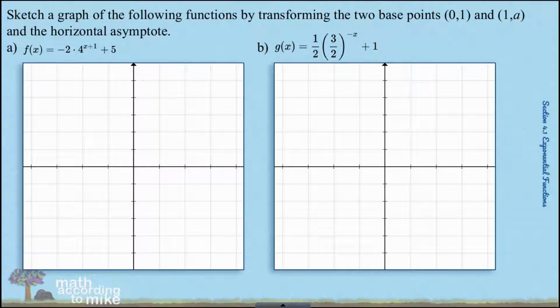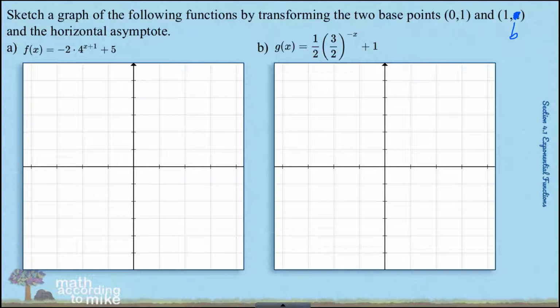Continuing from the previous video, we're now going to sketch a graph of the following functions by transformations. Now, the book uses the letter A. I don't want to use the letter A. I want to use the letter B because we have used A before in transformations, and we're about to do that right now. So I don't want to get you confused. So from here on out, please assume that the base will be the letter B, not the letter A.